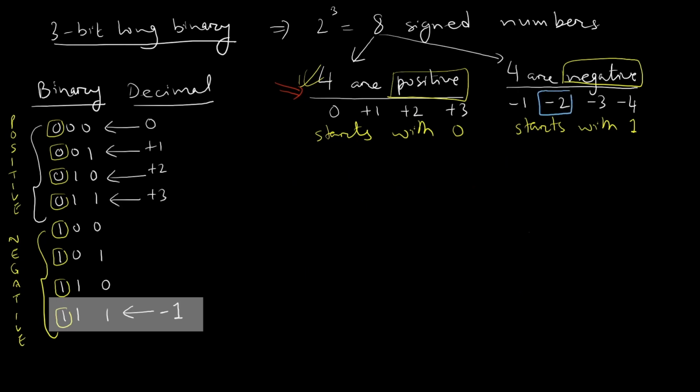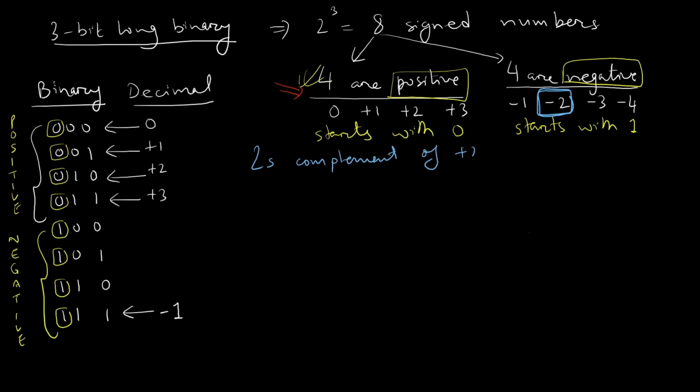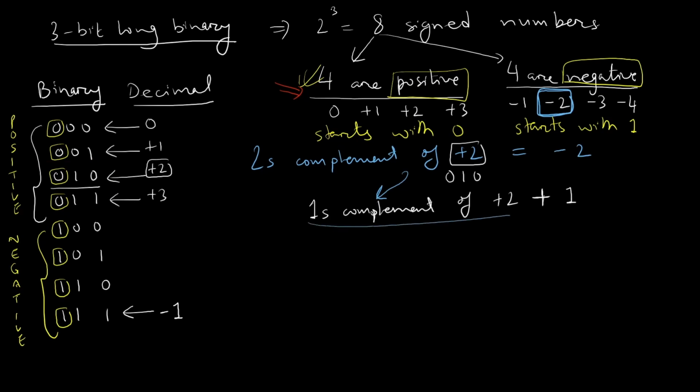Now how do I represent minus 2? To do this, find 2's complement of plus 2, because we know that 2's complement of plus 2 is minus 2. Plus 2 is 010. 2's complement of plus 2 is 1's complement of plus 2 plus 1. First, 1's complement of plus 2 is 101.